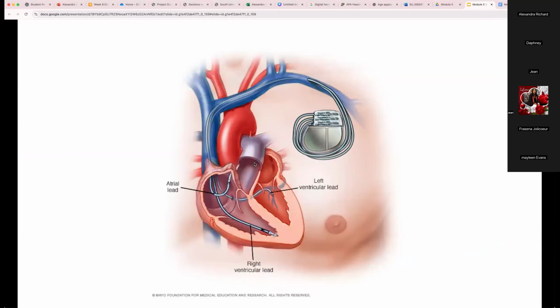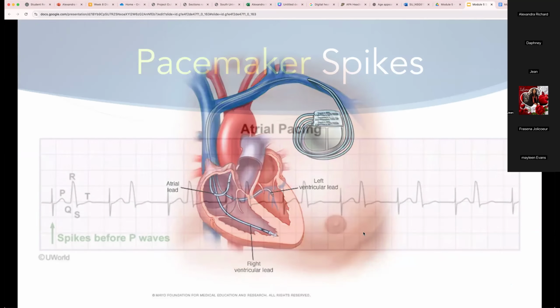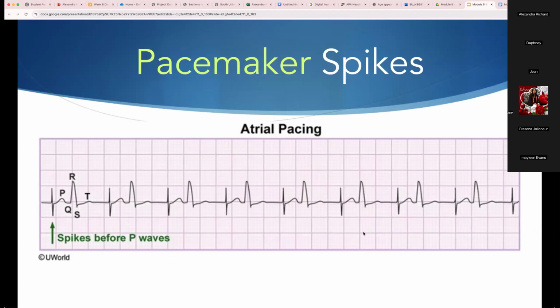So this is an example of a pacemaker. Here you have the device and then it has leads, and the leads can go for atrial pacing, ventricular pacing, or it can do both. What you have to be able to recognize for the NCLEX are the spikes. So if you see a straight up and down spike before the P wave, that's atrial pacing. If you see an up and down spike before the QRS, that's ventricular pacing.